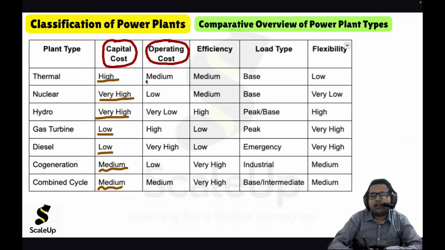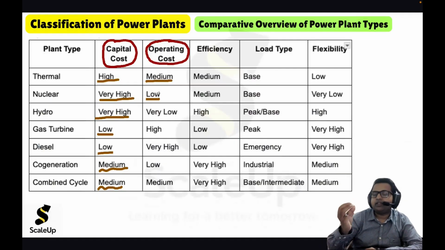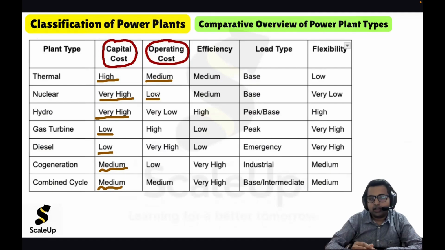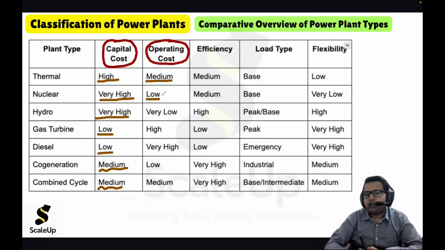For thermal, it is medium. For nuclear, it is very low. Because see, operating cost, one major cost is the fuel cost. In nuclear, we know that very little fuel can generate enormous energy. So that's why the operating cost is very low. In hydro, it is even lower because the primary source, the water, is freely available.